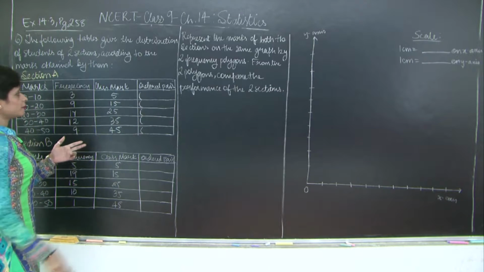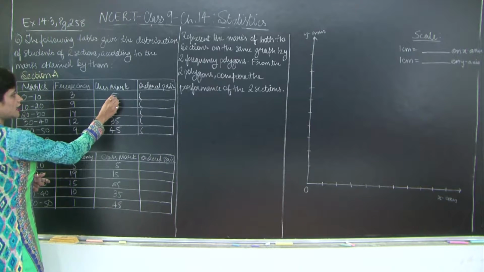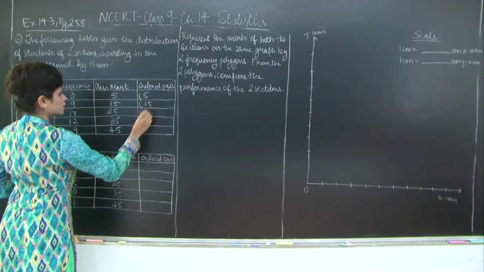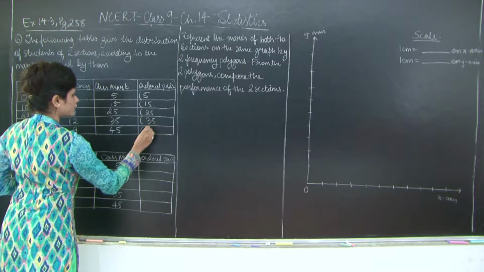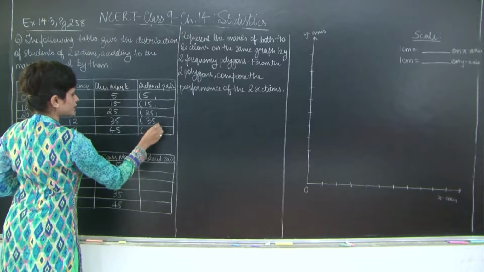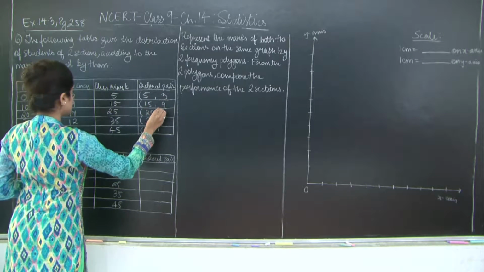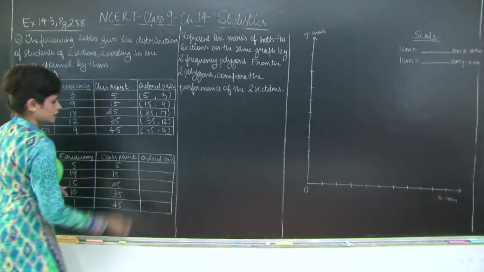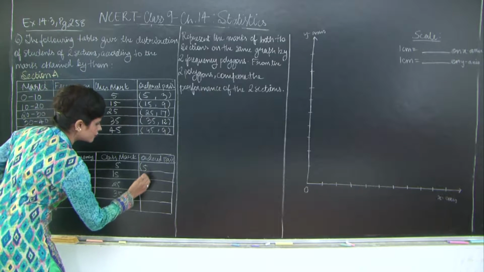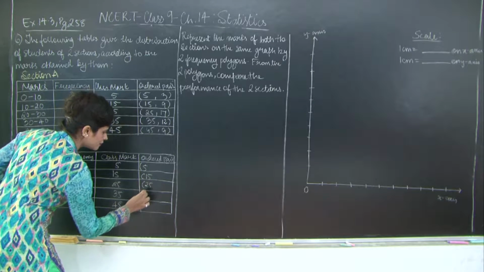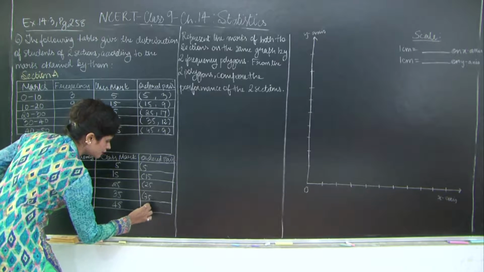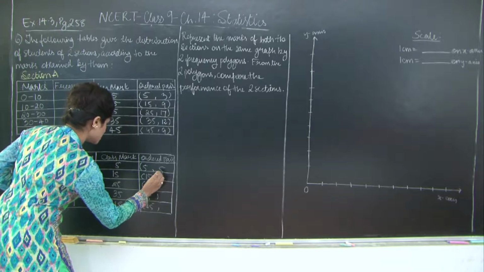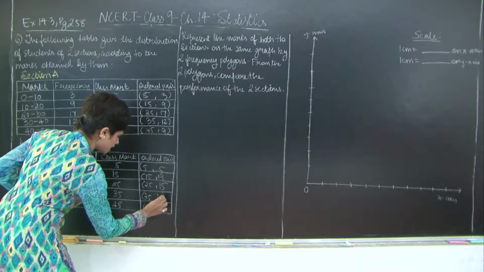So let's write down the ordered pairs. An ordered pair is nothing but the class mark and the frequency. So the x coordinates, the class marks, are 5, 15, 25, 35, 45 and the y coordinates are 3, 9, 17, 12 and 9. Similarly, for the other section, the class marks are 5, 15, 25, 35 and 45 and the y coordinate, the frequency, is 5, 19, 15, 10 and 1.